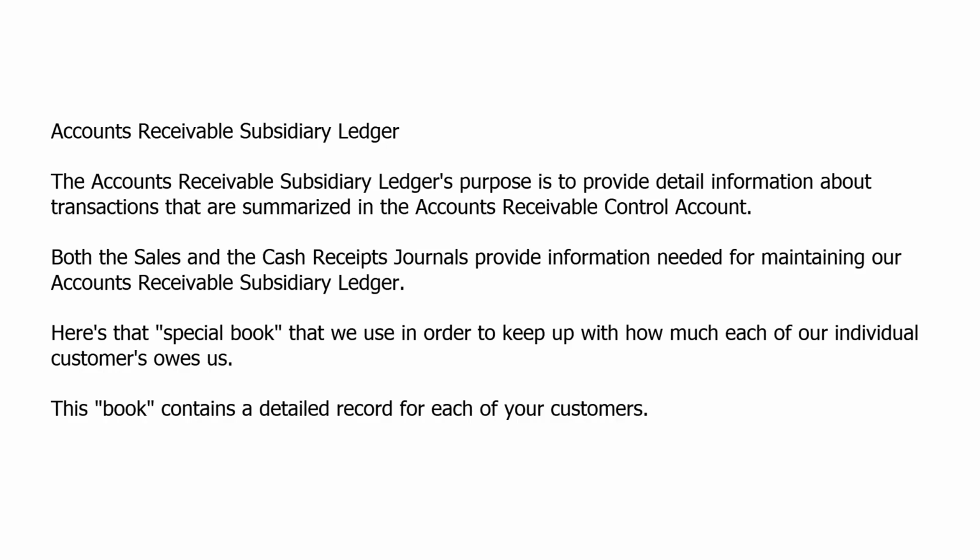Accounts Receivable Subsidiary Ledger. The Accounts Receivable Subsidiary Ledger's purpose is to provide detailed information about transactions that are summarized in the Accounts Receivable Control account. Both the Sales and the Cash Receipts journals provide information needed for maintaining our Accounts Receivable Subsidiary Ledger. Here's that special book that we use in order to keep up with how much each of our individual customers owes us. This book contains a detailed record for each of your customers.